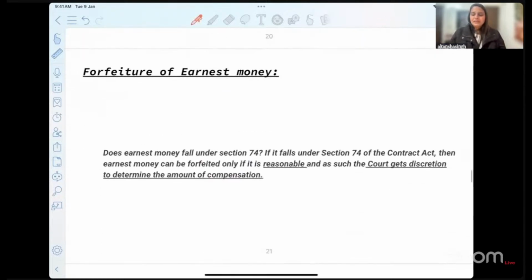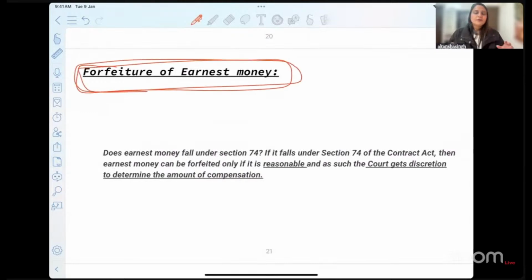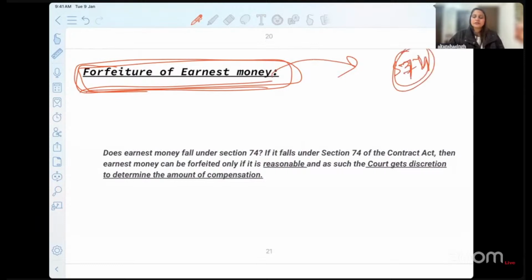Okay. Then the next topic is related to forfeiture of earnest money. Now, why forfeiture of earnest money and this entire discussion? First, you will see there have been a lot of judgments that have passed recently with regards to the discussion of this particular concept. Secondly, we have recognized and acknowledged now that this is also part of section 74 of the Indian Contract Act. So there can be a possible question with regards to forfeiture of earnest money, and there have been questions asked with regards to this. So try to read this also with all diligence.